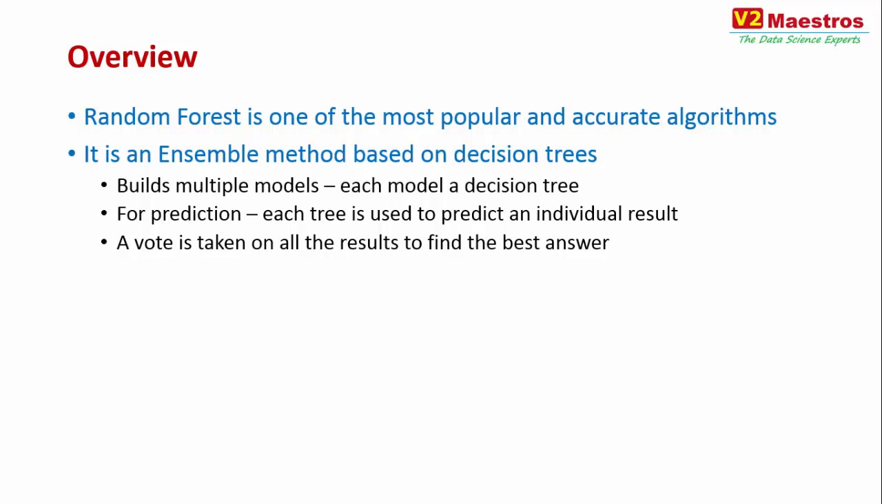That is why it is called an ensemble method. In machine learning, when you say something is an ensemble method, you typically have multiple models. Every time you try to make a decision, you apply all these models and then take a vote between those multiple models.